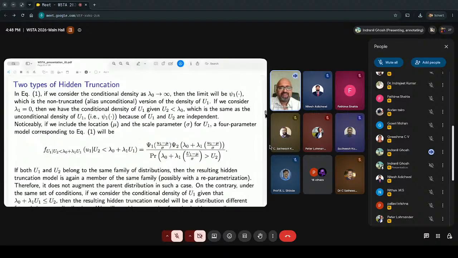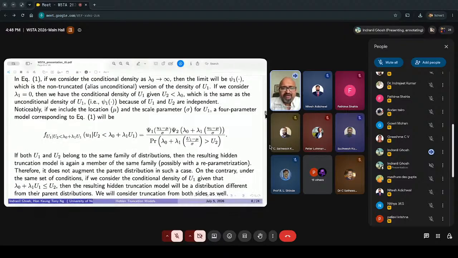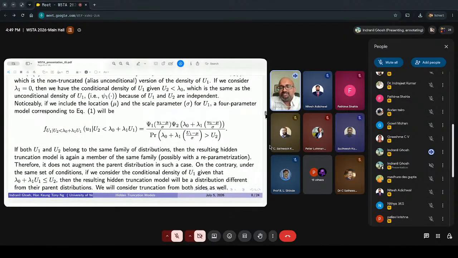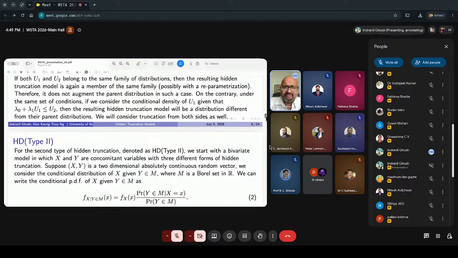But if you change the condition, conditioning u1 given something else, then you get a hidden truncation model that is different from the parent distribution that you started with. So in that case, this is an augmentation, you are bringing something new. And then, of course, the more general case is both-sided truncation. So these are some of the simple observations that you could have.